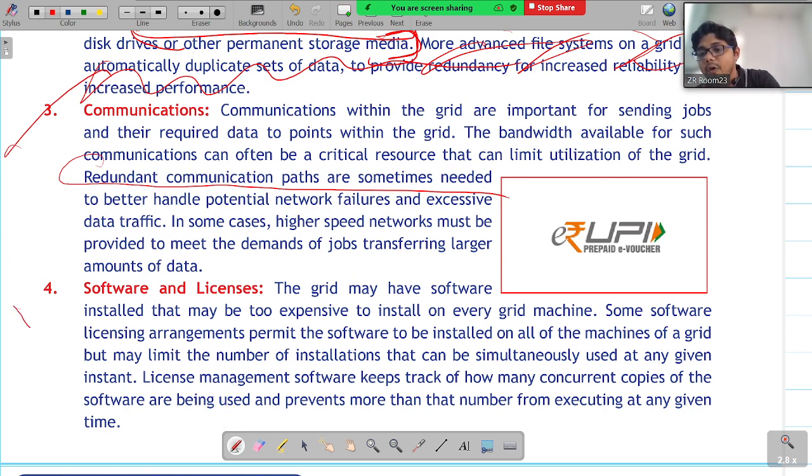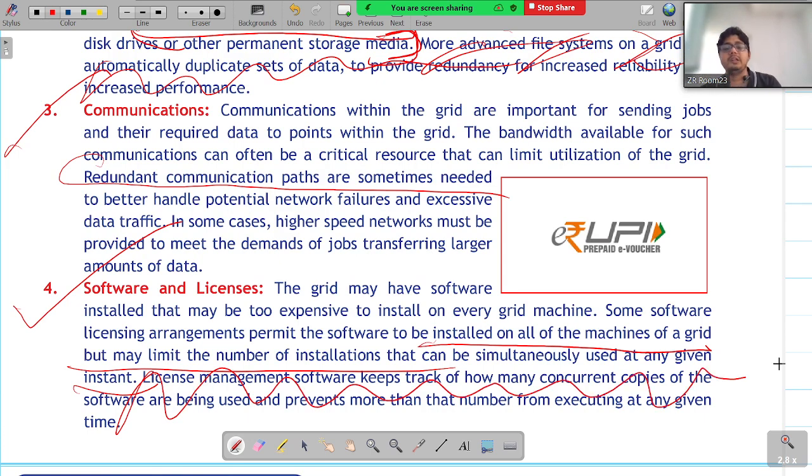Next, software and licenses. Very easy. The grid may have software installed that may be too expensive to install on every machine on the grid. Some software licensing arrangements permit the software to be installed on all the machines of the grid, but may limit the number of installations that can be simultaneously used at any given instant. Okay, I will explain. License management software keeps track of how many concurrent copies are stored.